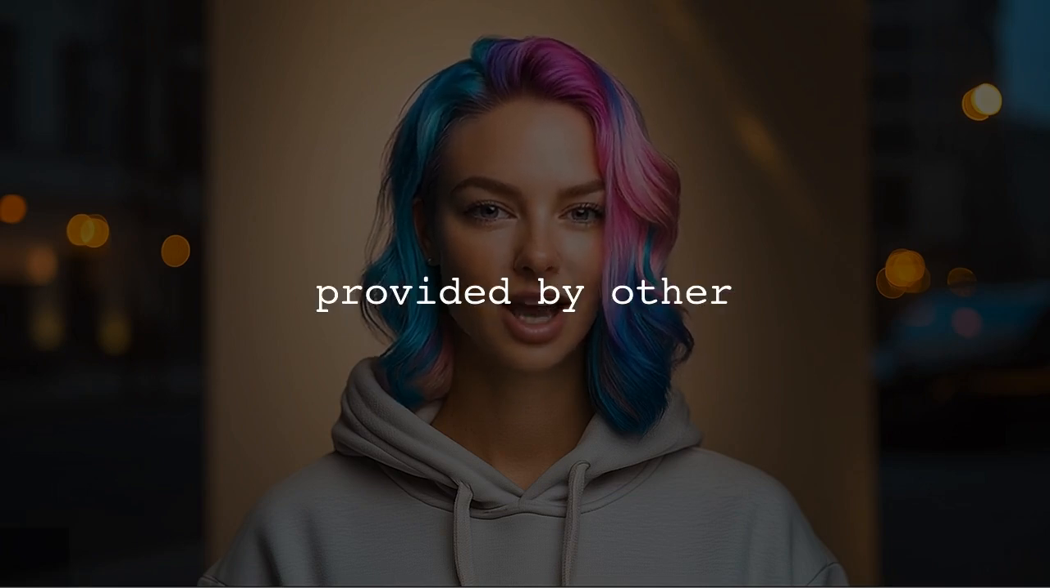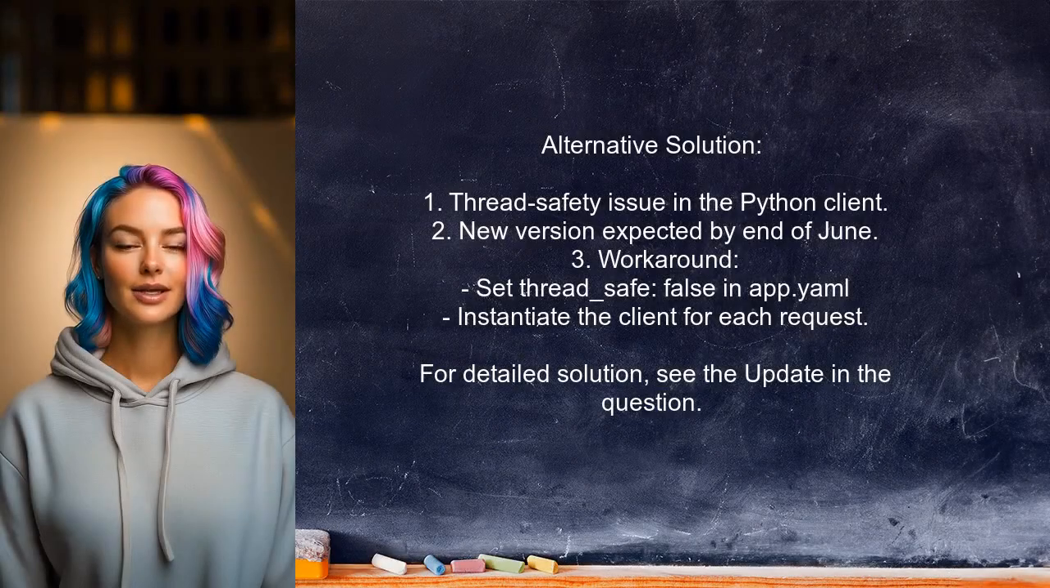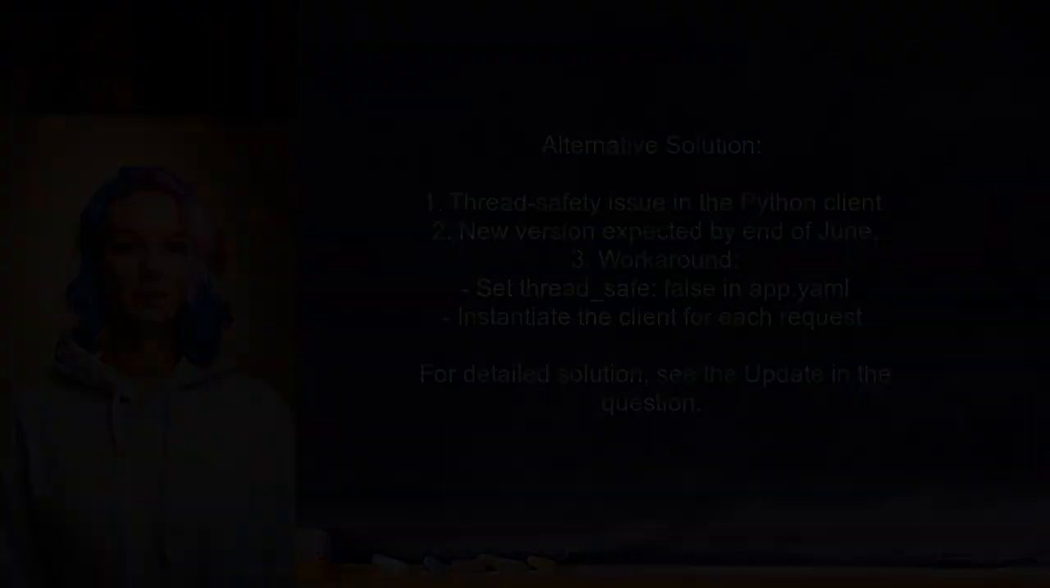Now, let's look at the answers provided by other users. A user shared insights from a conversation with a Google representative regarding the data loss issue. They mentioned that the current Python client has a thread safety problem. The library is being rewritten, with a new version expected by the end of June. As a workaround, they suggest setting thread safe to false in the app.yaml file, or, even better, instantiating the client for each request, which aligns with the solution already found.